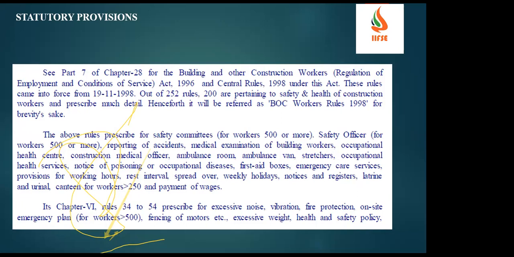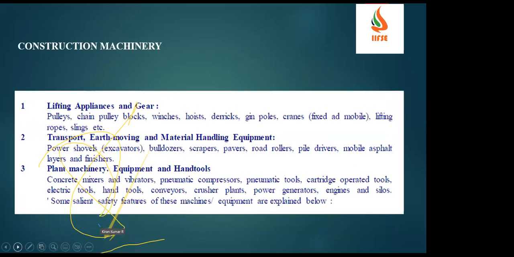And also in Chapter 4, rule numbers 34 to 54 prescribe excessive noise, vibration, fire protection, on-site emergency plan, fencing of machinery, excessive weights, and health and safety policy. Chapter 4 in the sense it is Chapter 4 in the Factories Act. It is coming under section number 34 or rule number 34 to 54. All must be applicable to this construction site.